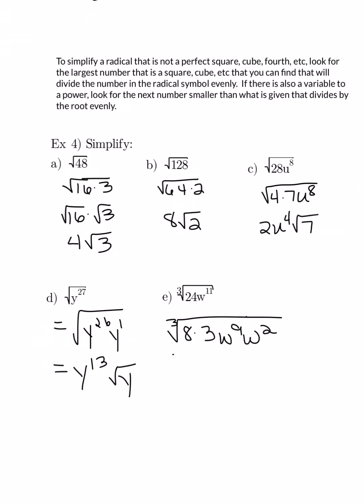It might help a little bit if you take the things that are perfect cubes and write them first. Put the 8 and the w to the 9th first. Then the extra stuff that is not going to be a perfect cube will still be at the end, and it will stay in the radical when you're done. So the cube root of 8 is 2. Take 9 divided by 3. Your power is going to be w cubed. Those things come outside the radical. The other items that you can't simplify stay inside the radical.